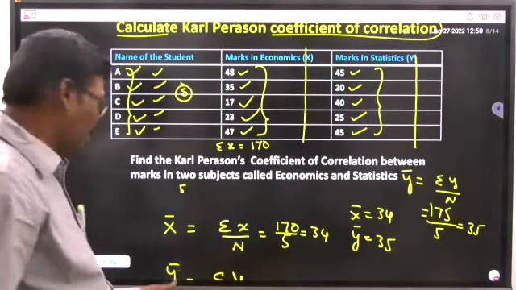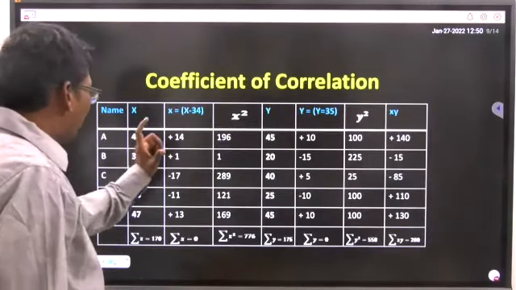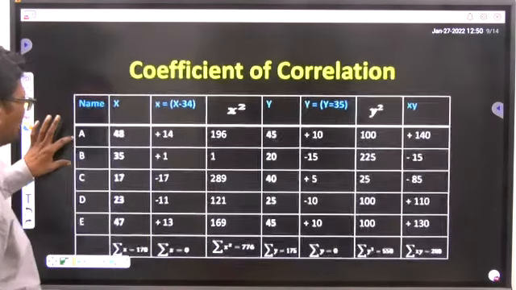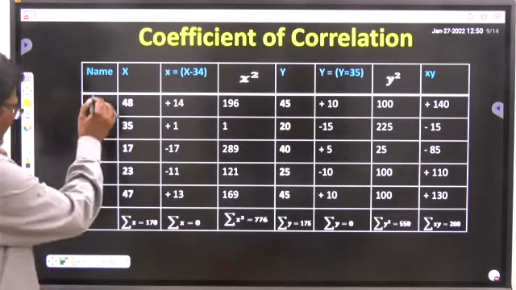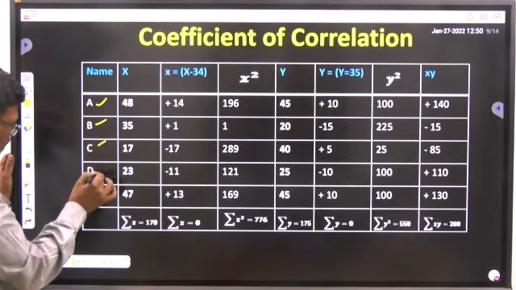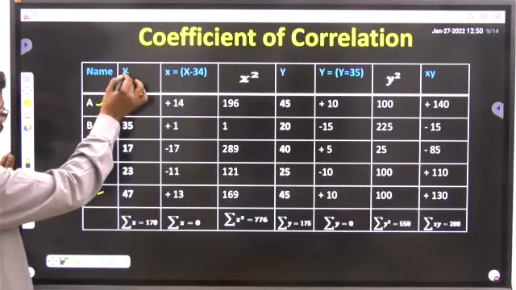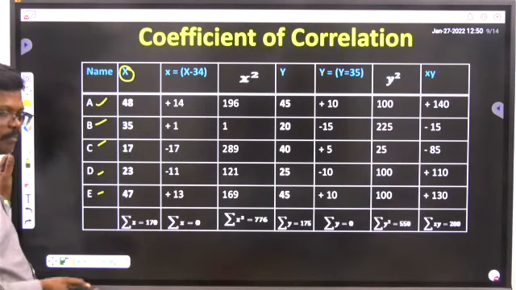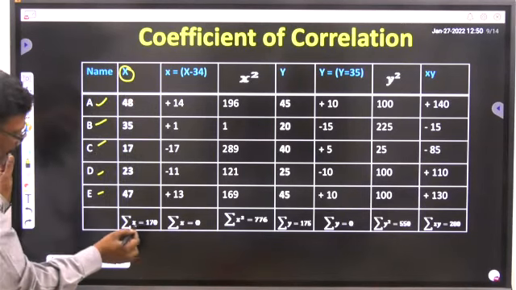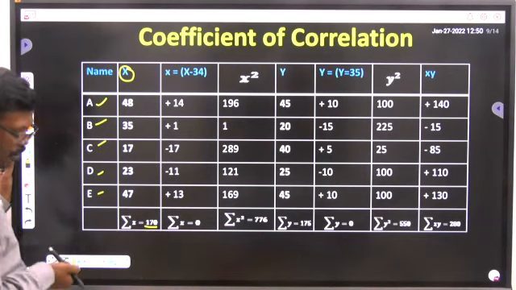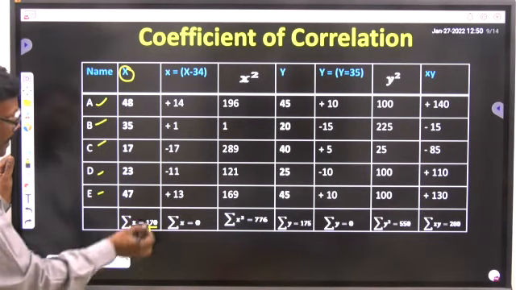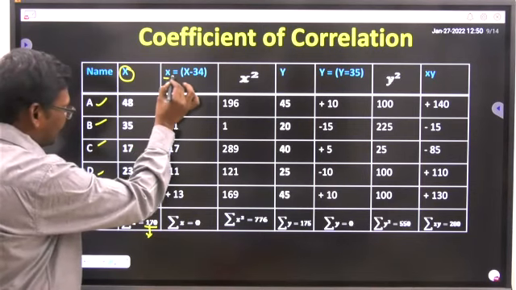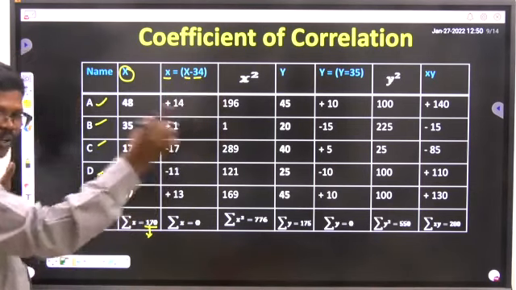Okay, that we know already. So based on that, this is how we are going to calculate. We know these are the names, roll numbers A, B, C, D, E, and their marks in economics, X. Sigma X is 170, already I told you. 170 by 5 is 34, because x is equal to X minus X bar.